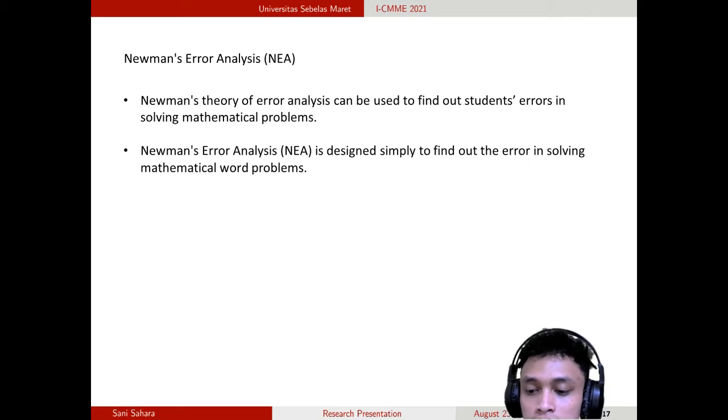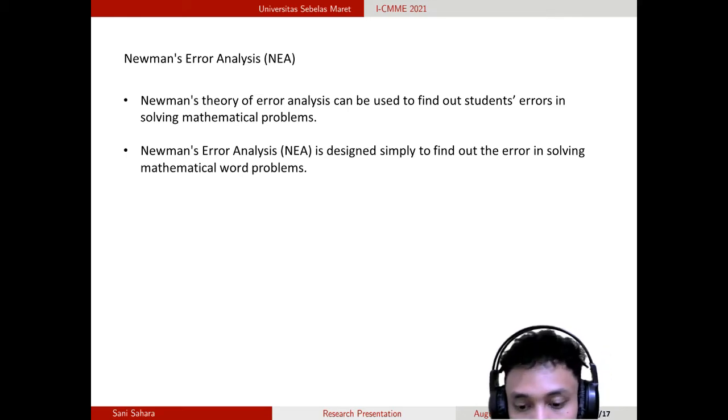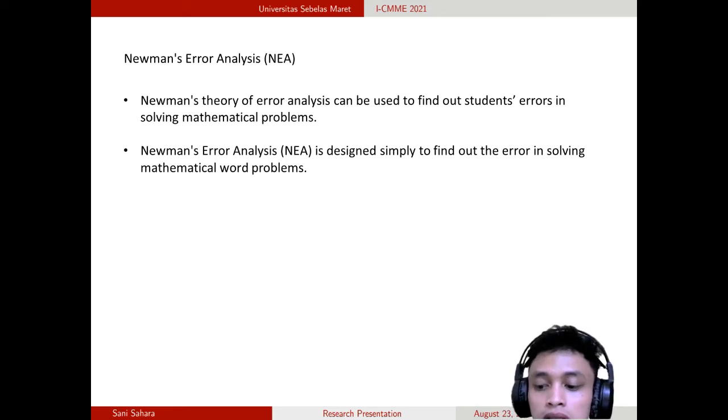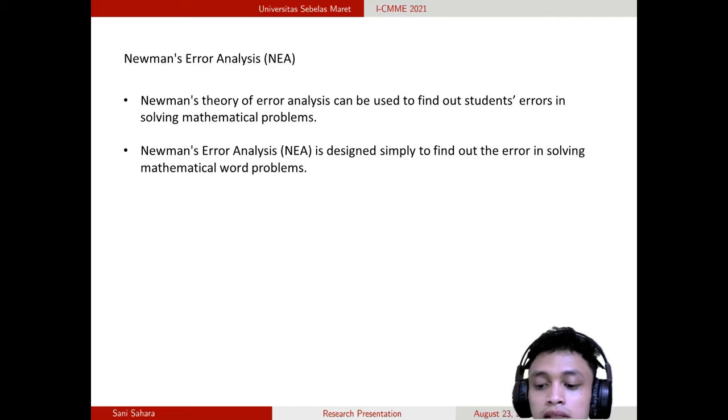Given the many cases of low mathematical literacy, the detection of students' errors in solving mathematical literacy problems needs to be done as soon as possible because the results of this detection are crucial to determining the next steps. Therefore, this present study is important to be done immediately. So, the study aims to describe the contextual analysis of students' mathematical literacy based on Newman theory of error analysis, or NEA.